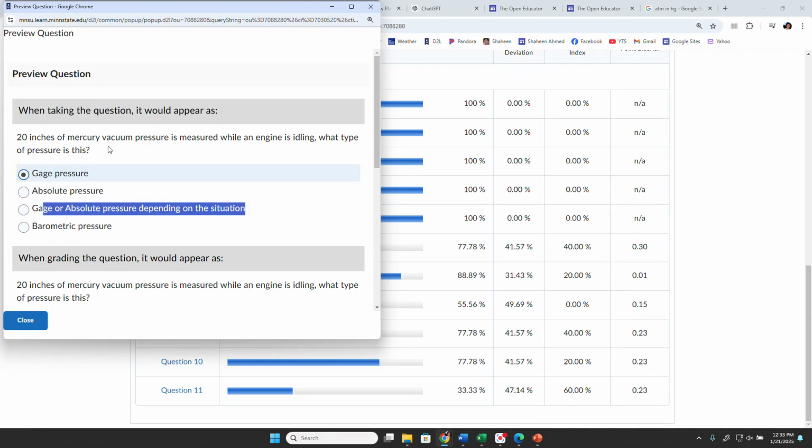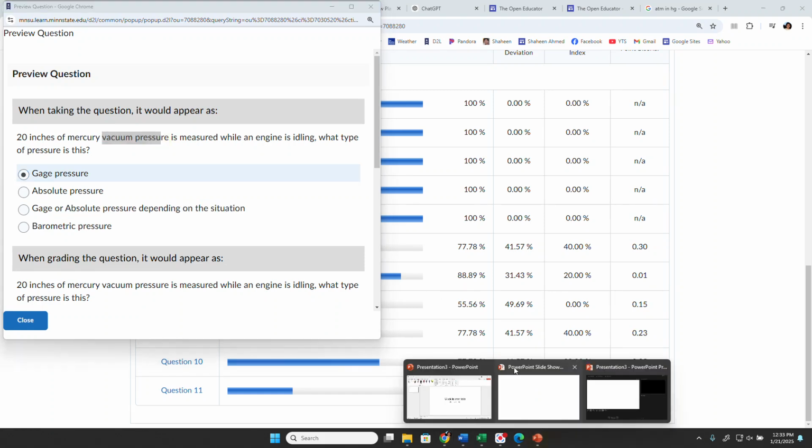Now, whenever this question is asked, a student thinks vacuum pressure, so that must be absolute. No. Anytime you measure some pressure, I'm going to use a block. I like blocks. So let's say this is a pressure gauge. You set that up on an engine vacuum line somewhere. The pressure is coming here.